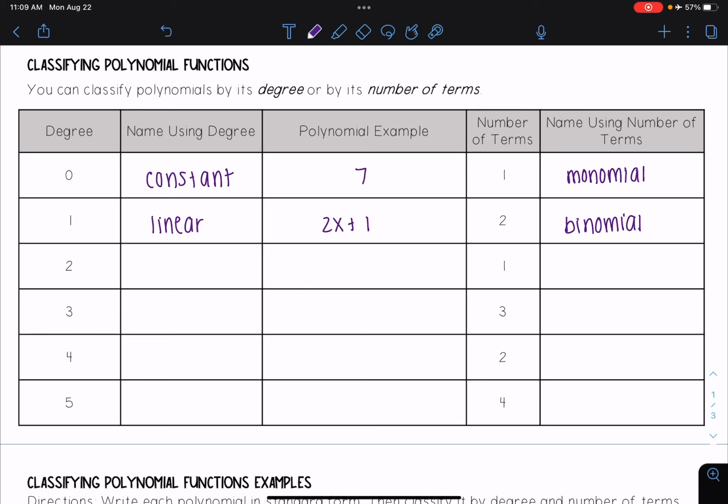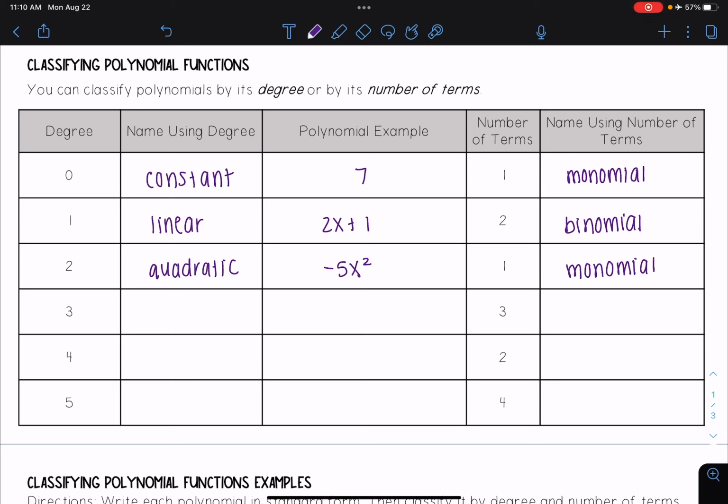Degree 2 is called quadratic. So an example of that one would be negative 5x squared. Here in my polynomial example, I only have one term, so again, that would be called a monomial. So if I were to classify negative 5x squared, I'd say this is a quadratic monomial.